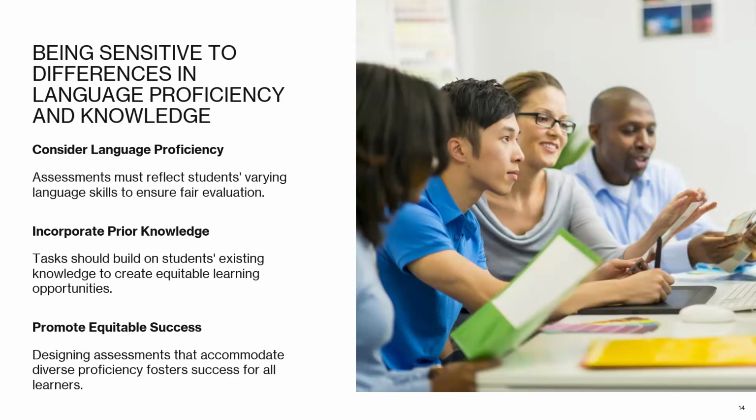Assessment tasks should consider students' language proficiency levels and prior knowledge to provide equitable opportunities for success. A successful writing task needs to be challenging but achievable. If a task is too difficult for a student's proficiency level, it can lead to frustration and a lack of motivation. Similarly, if a task assumes prior knowledge that a student doesn't have, it can unfairly penalize them.